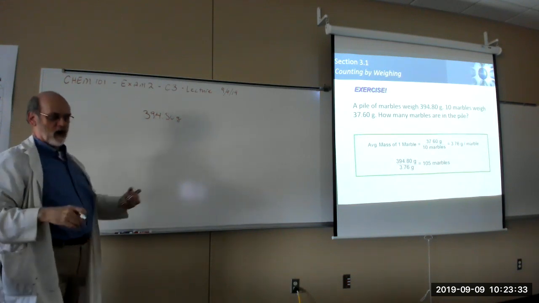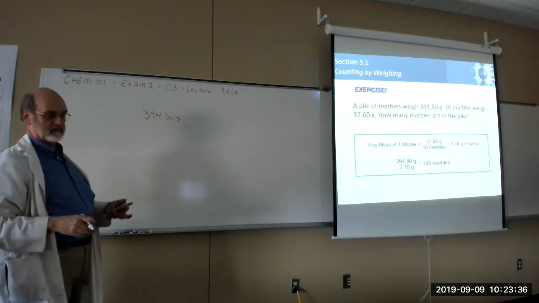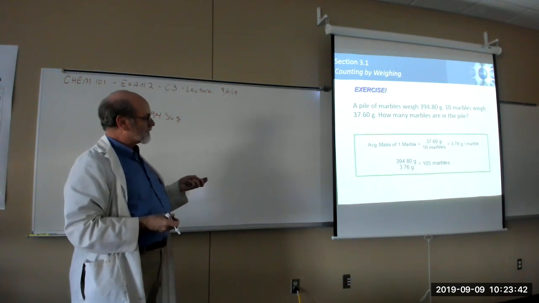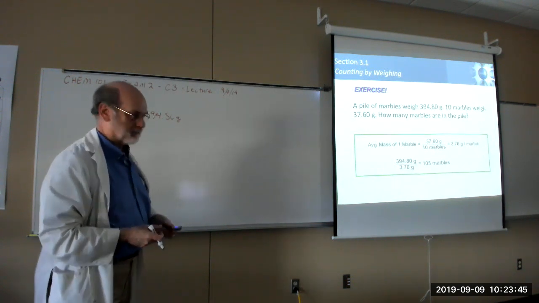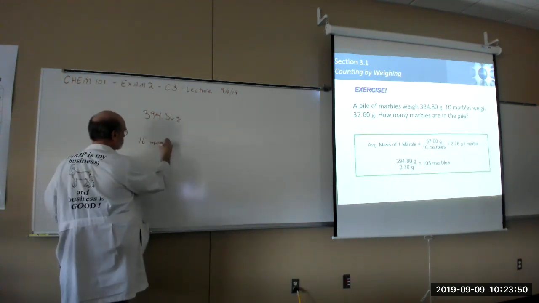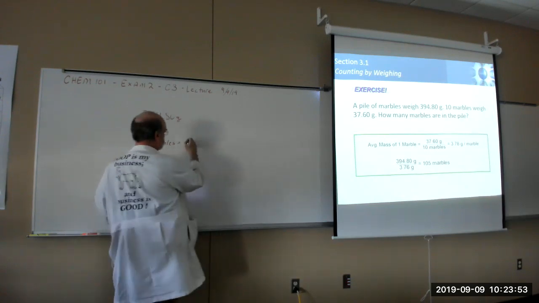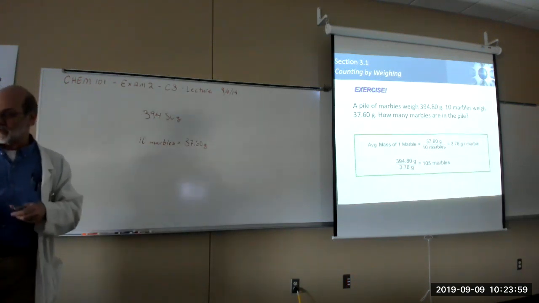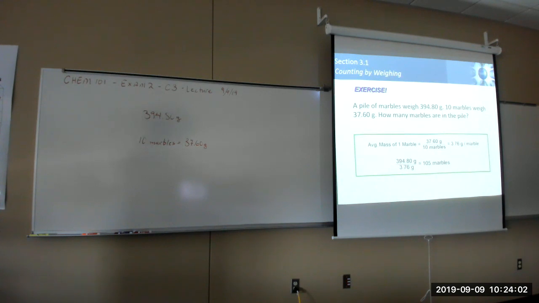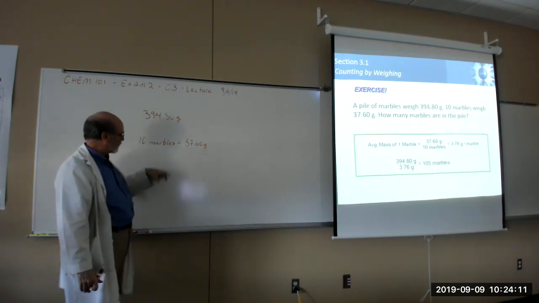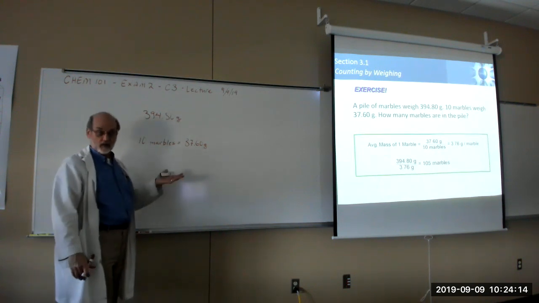But instead of counting all the marbles, let's just take 10 of them. So we count those 10 marbles, and they weigh 37.60 grams. Notice what we have here is 10 marbles equals 37.60 grams. We have an equivalence. So automatically we have a conversion factor. Whenever you have an equivalence, you've got a conversion factor. It just depends on whether you put this one on the bottom or that one on the bottom, whichever one you need.